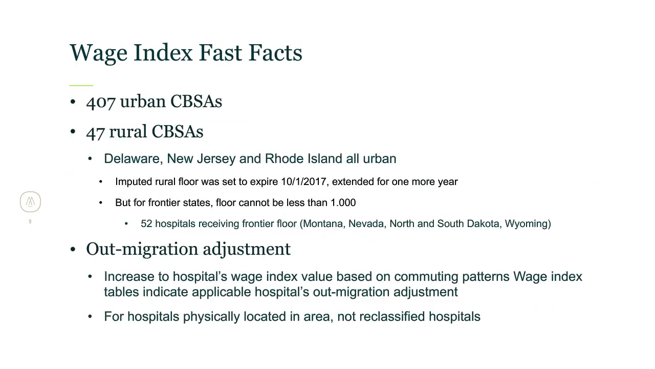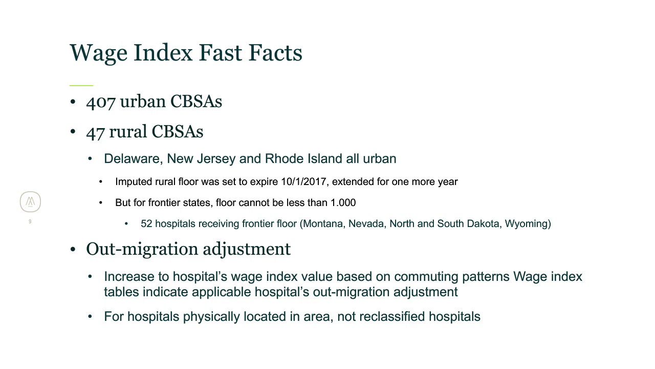On this slide, we've compiled a set of what we call wage index fast facts. There are currently 407 urban CBSAs and 47 rural CBSAs, one for every state, except for 3 states. And those states are Delaware, New Jersey, and Rhode Island. They do not have any rural areas. Instead, CMS has developed an imputed rural floor for these states.